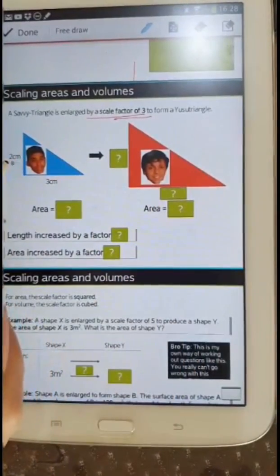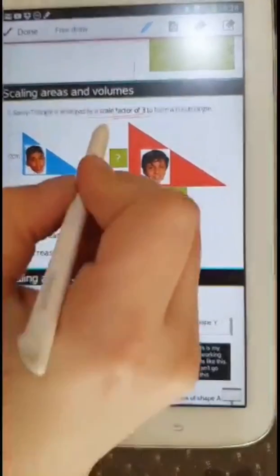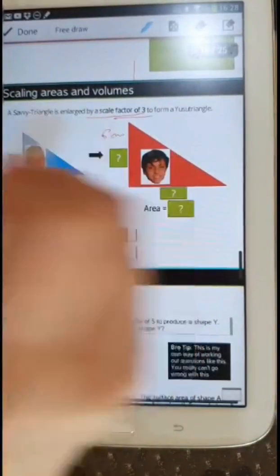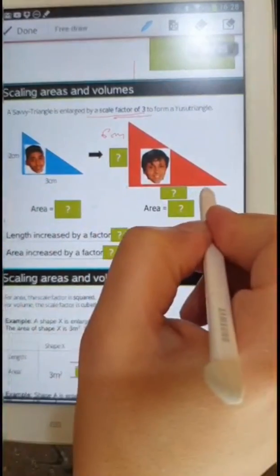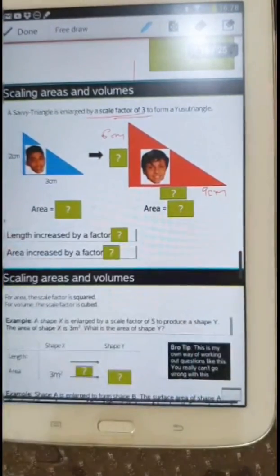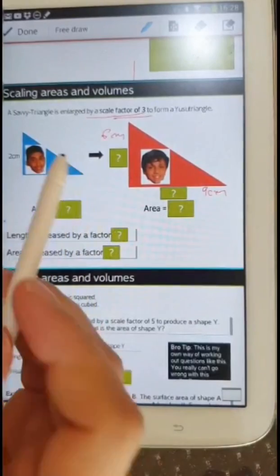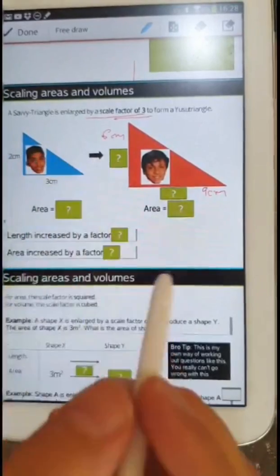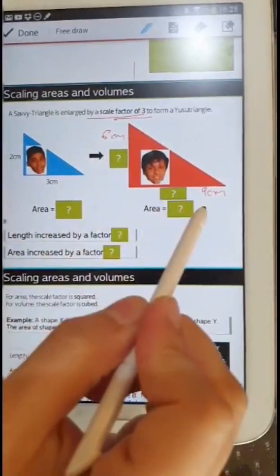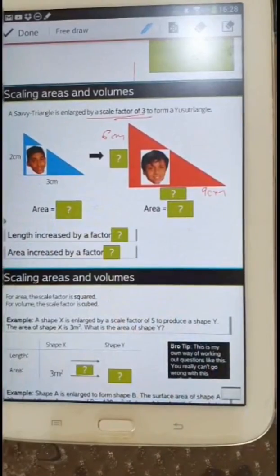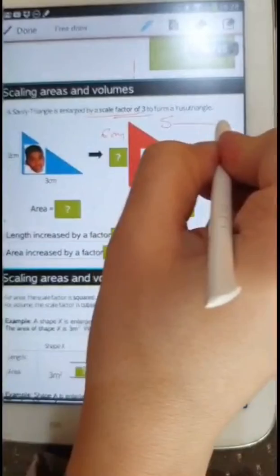This means if I multiply 2 by 3, I'm gonna get this side, so I'm gonna get 6 centimeters. And if I multiply 3 by 3, I'm gonna get this one equal to 9 centimeters. So if I compare the sides together, I'll know that the scale factor equals 3 because 6 divided by 2 becomes 3, and 9 divided by 3 also becomes 3. So when I compare side to side, the scale factor will be 3.